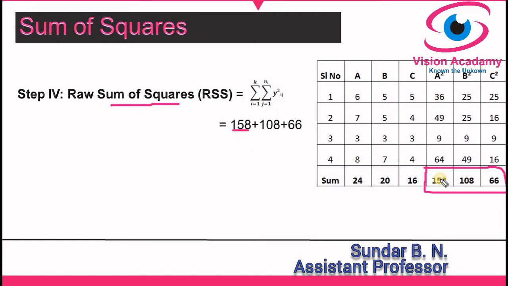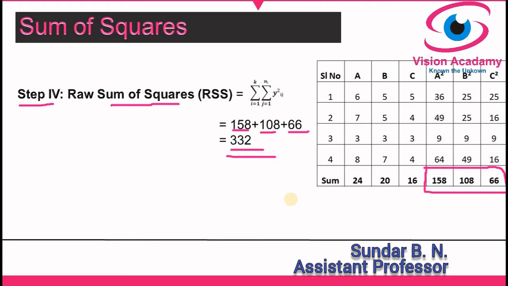158 is the sum of squares of a, and 108 is the sum of squares of b, and 66 is the sum of squares of c. So the raw sum of squares for this example is 158 plus 108 plus 66, which is 332. By this way we also finished step 4.